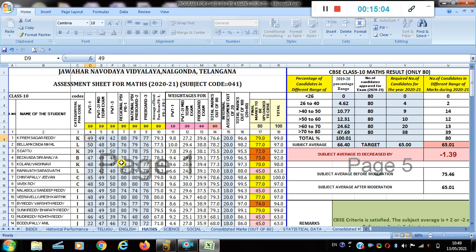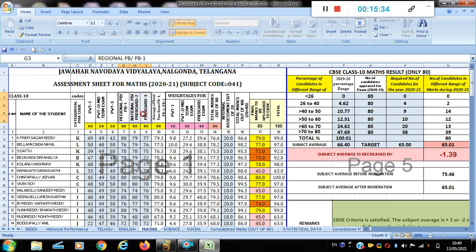This 49 will be converted into 100, then 10% weightage will be taken as 9.8. Similarly, out of PWT 2 and PWT 3, the average will be taken for these two, and that average will be converted into 100 and 30% weightage will be calculated for PWT, for midterm or half yearly. Then we conducted pre-board 1, pre-board 2, pre-board 3.